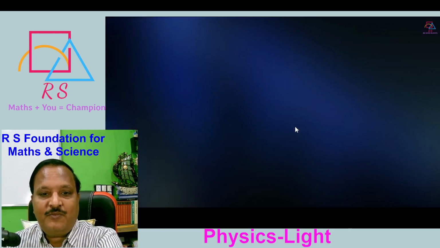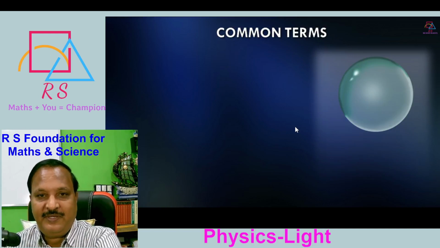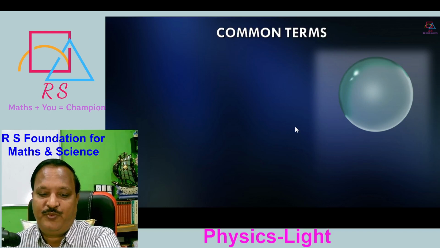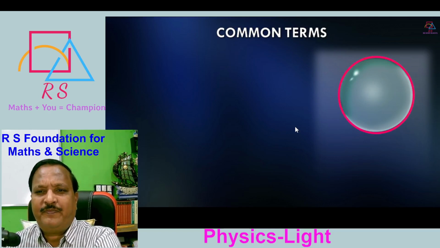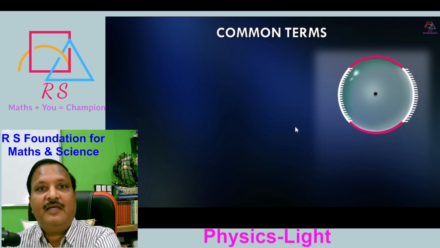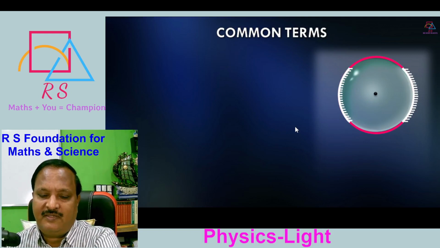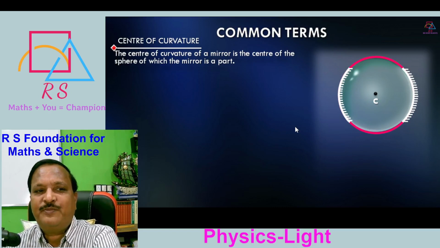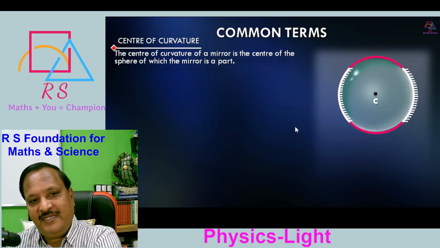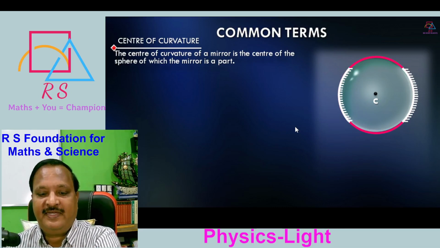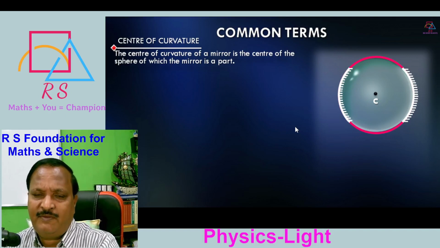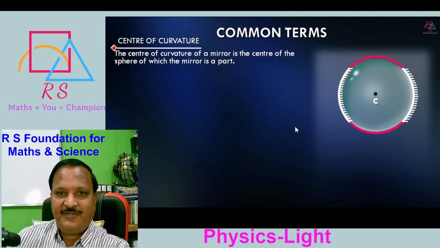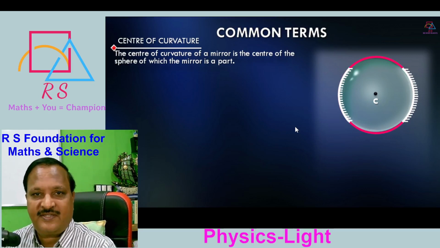So now let us understand more about these mirrors, the common terms, because you need to understand what terms are to be used in this. Every mirror, concave mirror or convex mirror, has a center, and that center is known as C, the center of curvature. The center of curvature of the mirror is the center of the sphere of which the mirror is a part. So first and foremost, both mirrors will have C, the center of curvature. In a 1 mark question it may be asked what is the center of curvature.